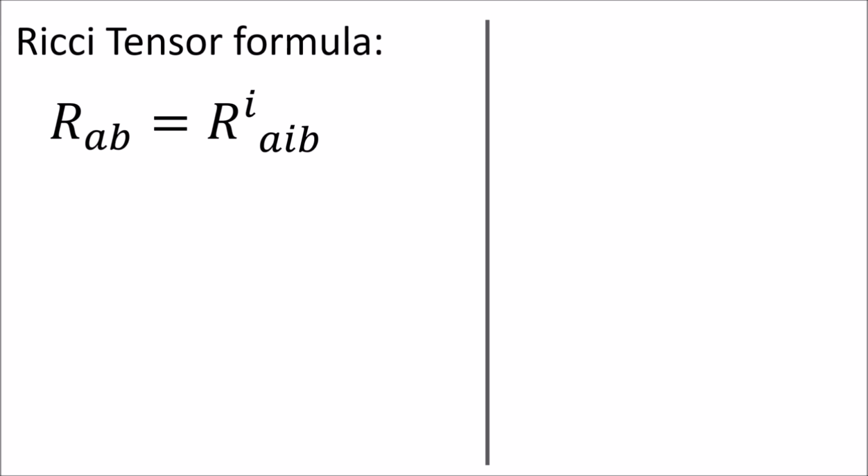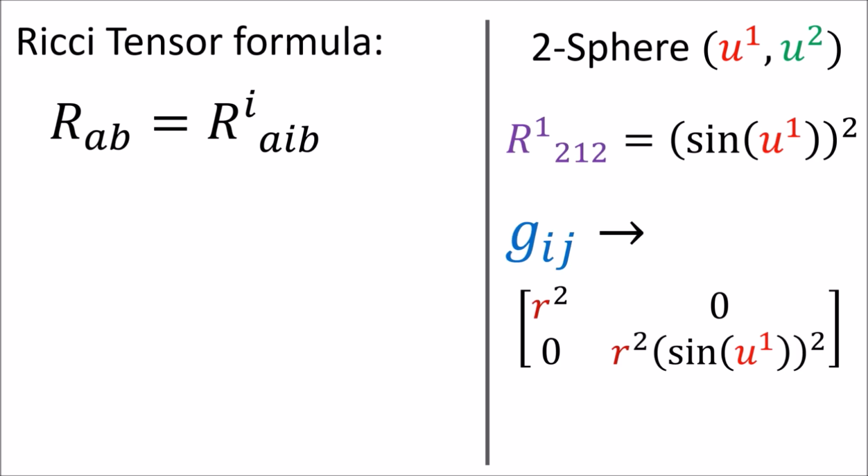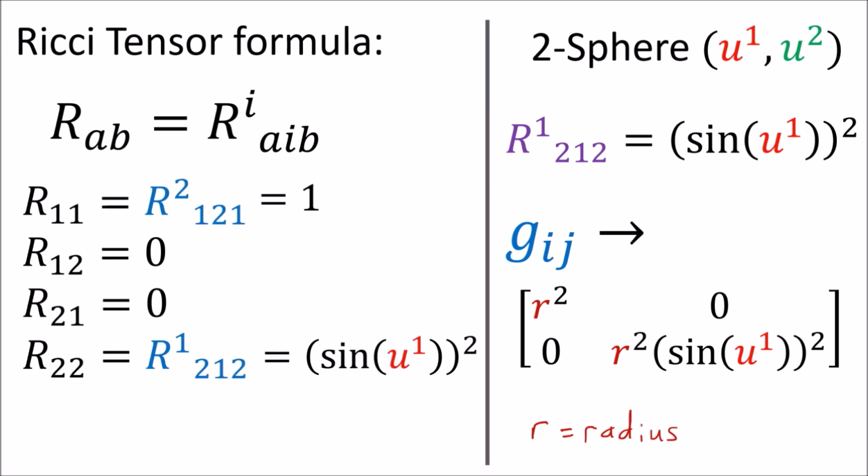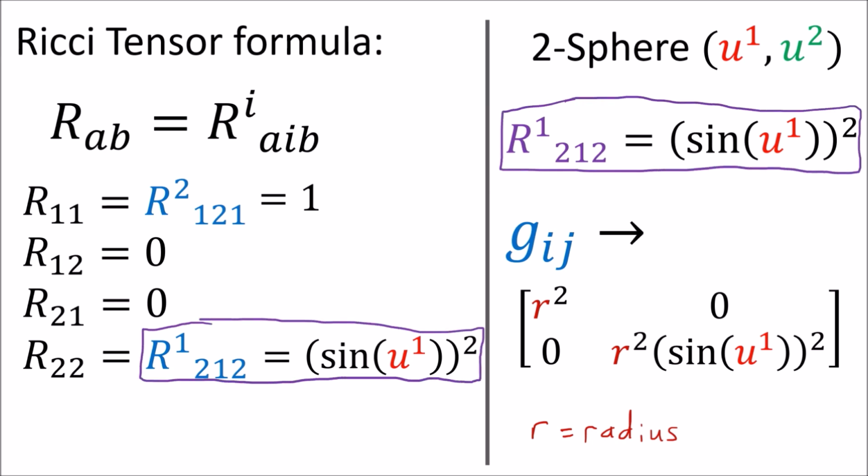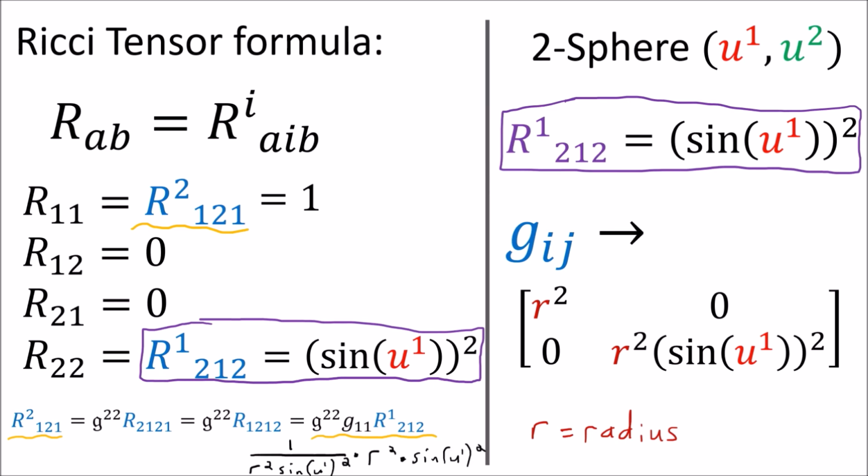Finally, we'll look at a specific example of Ricci curvature. We'll look at the case of the sphere, which we've been looking at throughout this series in the u1 and u2 coordinates. There is only one independent non-zero component of the Riemann tensor, which is the 1, 2, 1, 2 component, and the metric tensor for the sphere is here, where the lowercase r is the sphere's radius. For the Ricci tensor, half the components go to 0, and the 2, 2 component can be read directly from the Riemann tensor. The 1, 1 component takes a little bit more work with raising and lowering the indexes using the metric tensor and using the Riemann tensor symmetry properties, but we can determine that it's equal to 1.